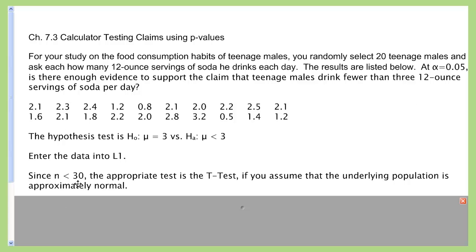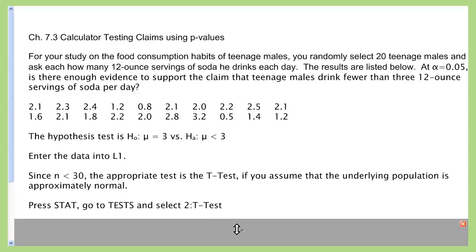Since n is going to be less than 30, because we only chose 20 teenage males, the appropriate test is going to be a t-test. Remember, if it's 30 or greater, then you take the z-test, but when it's less than 30, you take the t-test. And you're going to assume that the underlying population is approximately normal.